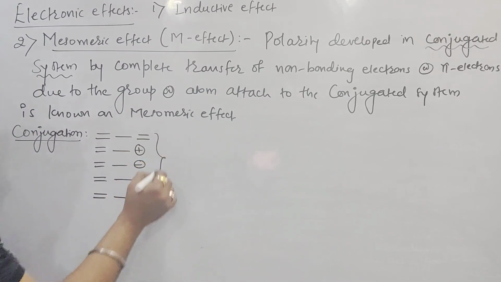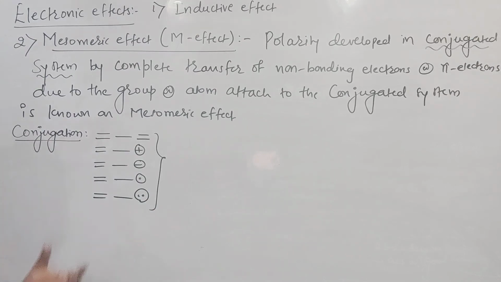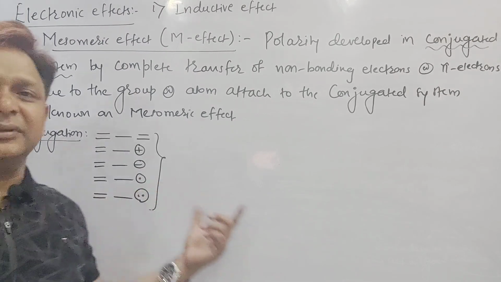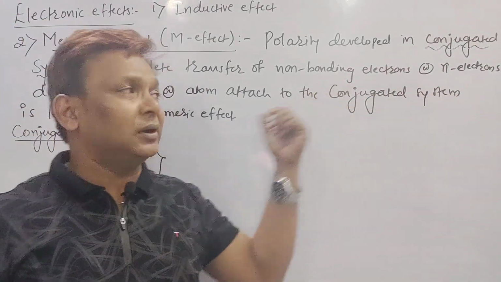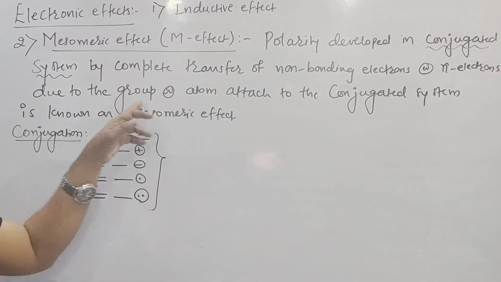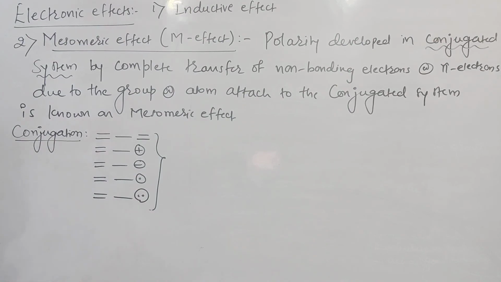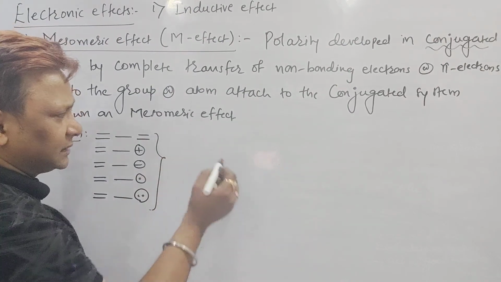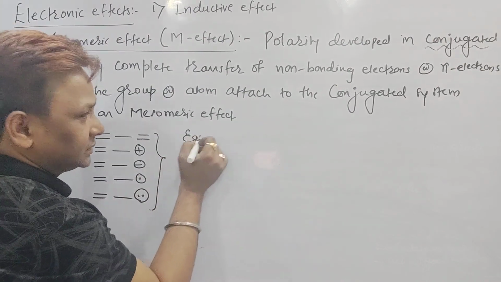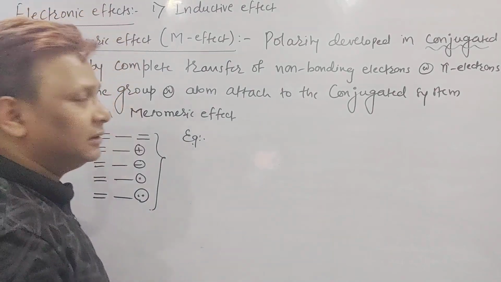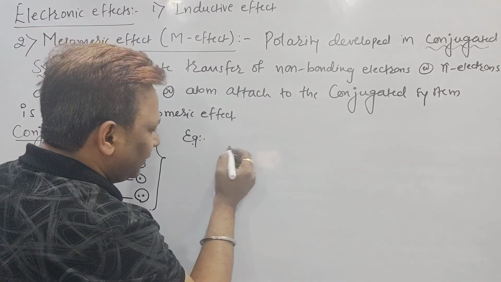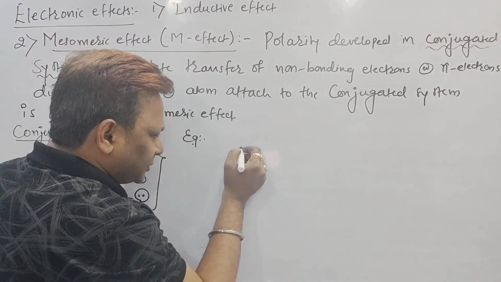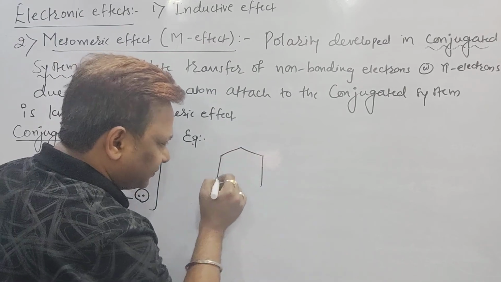See beta, these all are the conjugated systems, and in this conjugated system whenever there is a transfer of electrons, either pi electrons or non-bonding electrons, due to the group or atom attached to the conjugated system, it is known as the mesomeric effect. This example I want to show you. See beta, what is the example for this one? Very simple example. Now let us say beta, it is a conjugated system.